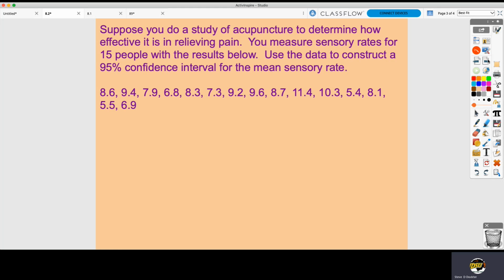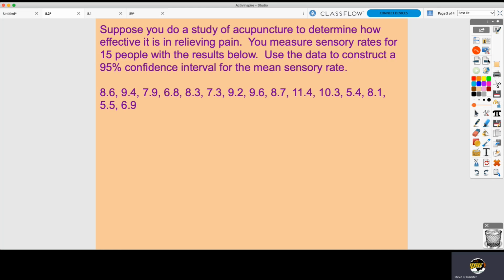All right, we ready to go? Now, I'm going to show you how to put everything into the calculator first, and then I'll write down all the steps for you up there so you can get a good copy. So, first thing we have to do is get all those numbers in the calculator.